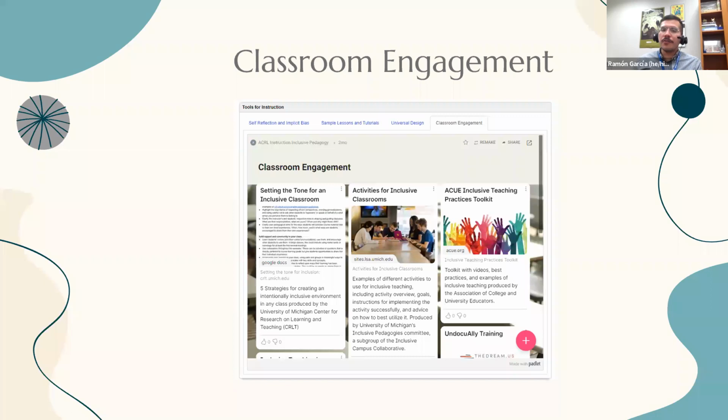So then we move on to classroom engagement. Our last tab in the tools for instruction resource box is classroom engagement. Classroom engagement differs from the sample lessons and tutorials in that these are activities, strategies, and resources that are not about content, but about building relationships, which help to break down the barriers that exist between instructors and students.